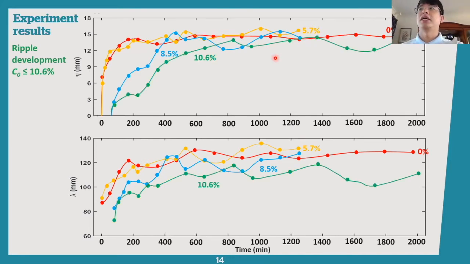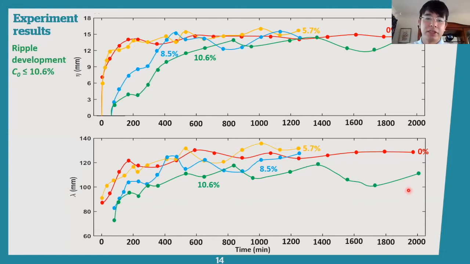For the clay content of about 10.6%, as shown in this green line, you can see the ripple height and development rate further decreased from 90 minutes to 230 minutes. As shown in this green line, the ripple height was stuck just below 4 millimeters, followed by a rapid increase in the ripple height, and after 800 minutes, the ripple height reached a stable state, and the final ripple height was very close to the clean sand ripple as well.